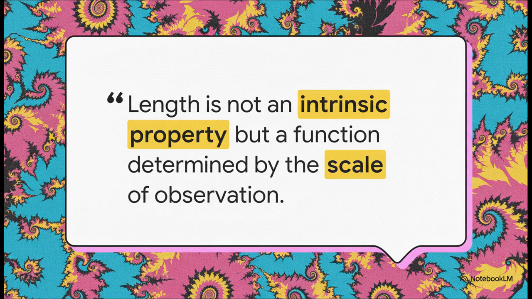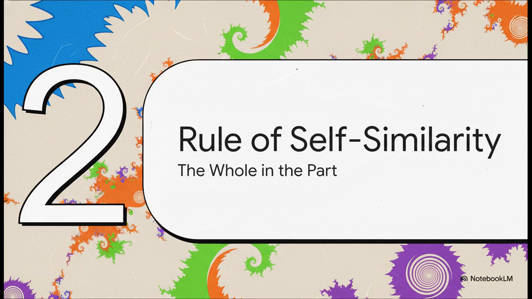So, what does that actually mean? It means length isn't baked into the object. It's a relationship between the object and the tool you're using to measure it. This one idea basically broke classical geometry. It showed us we needed a brand new language, a new math, to describe the inherent roughness of the world around us. So if our old rulers are broken, what's the solution?